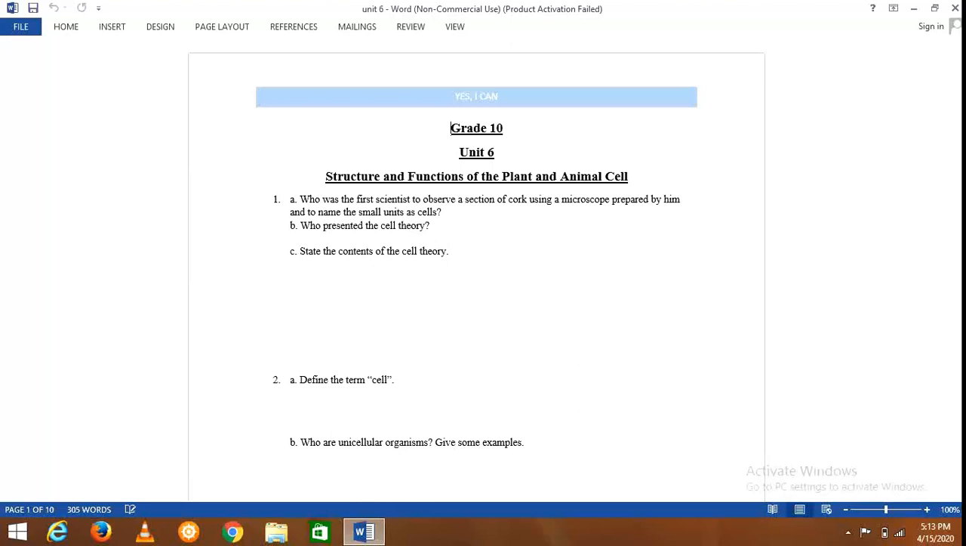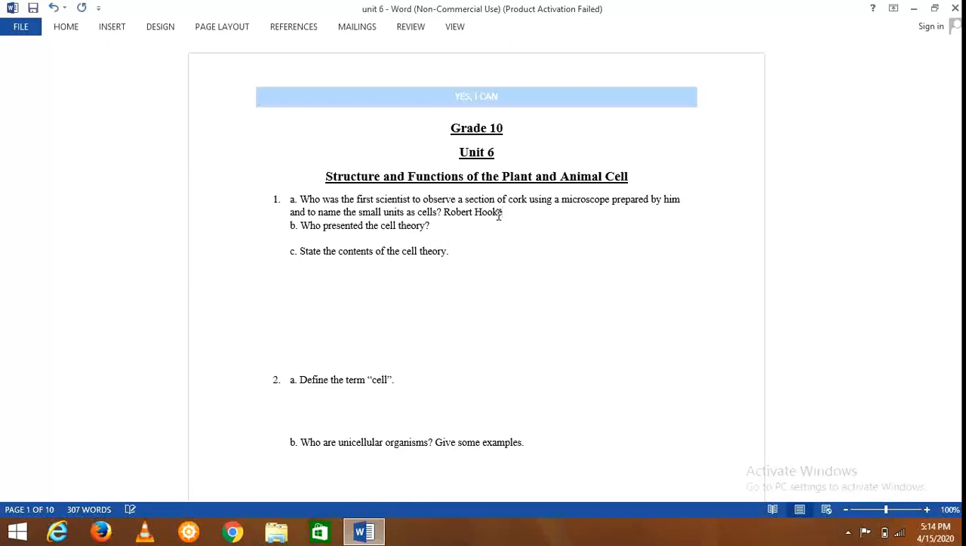So the first question, part A: who was the first scientist to observe a section of cork using a microscope prepared by him and to name the small units as cells? Actually, the name of the scientist is Robert Hooke. He was able to observe a section of cork using a microscope prepared by himself, and he observed these cells like the chambers in a beehive, and he was the first person who named these chamber-like structures as cells.